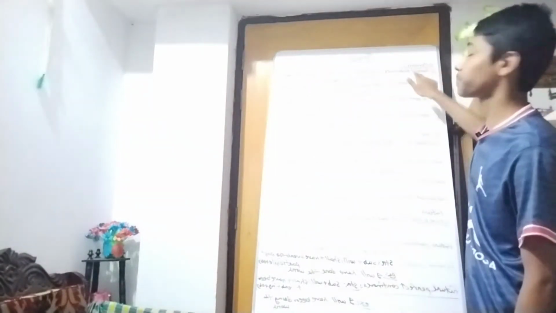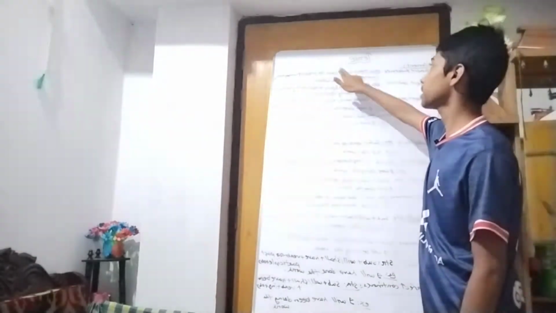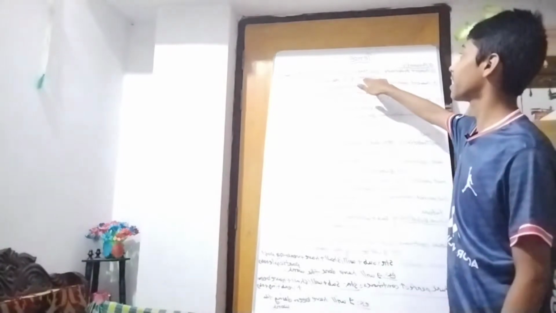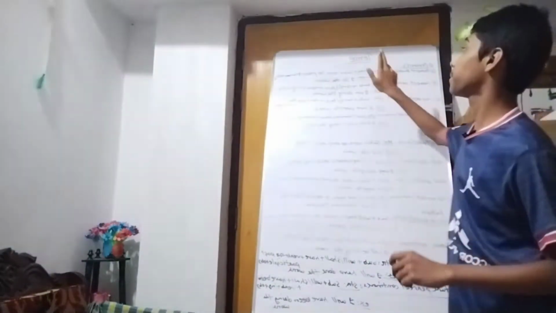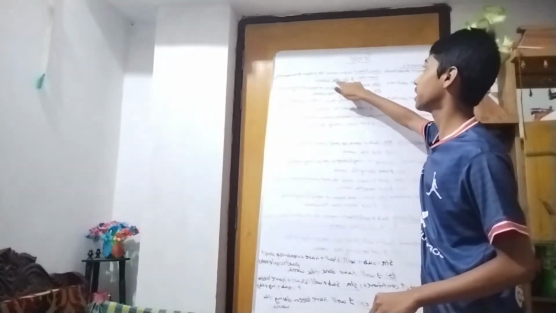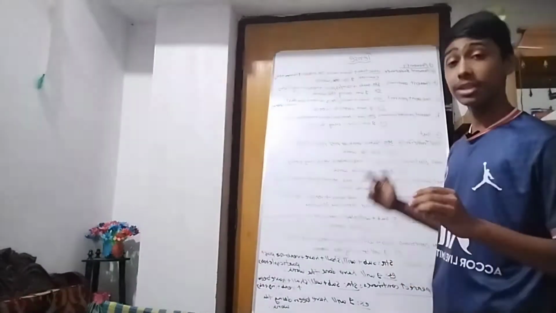The first main aspect of present tense is present indefinite. Its structure is subject plus verb in present form plus object. The example is: I do the work. Here it is the main and first step of present tense. Here the subject is I, the verb in present form is do, and the object is the work.